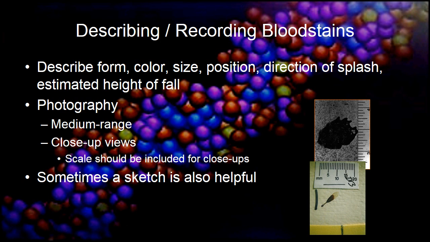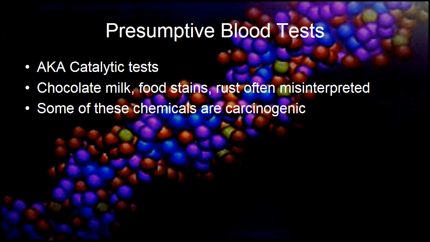Alright, let's continue with how we describe and record the blood stains that we find. We describe the form, color, size, position, and direction of splash. Obviously, photography plays a huge role. So you'll have blood interpretation experts come to a scene and look, but they'll also work with the photographs they find, with close-up views, and scale is extremely important for those folks to work with to determine the size and the shape of the stains that they're looking at. Sketches can be helpful too, and increasingly computers are aiding the process as well.